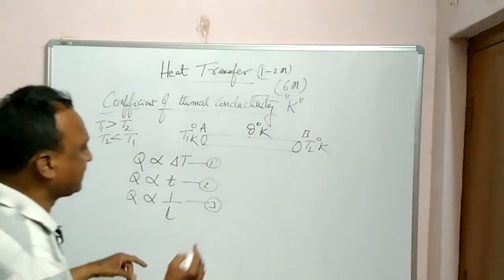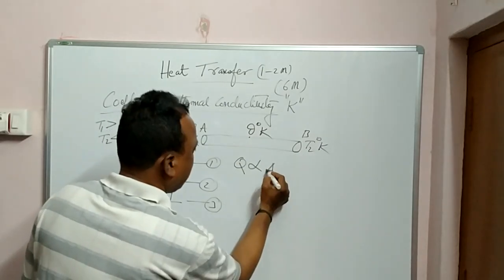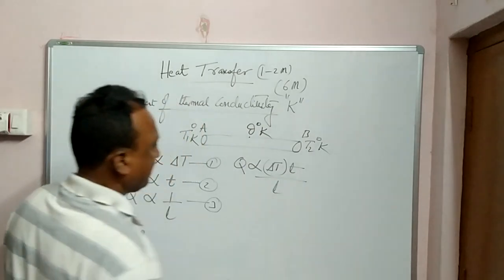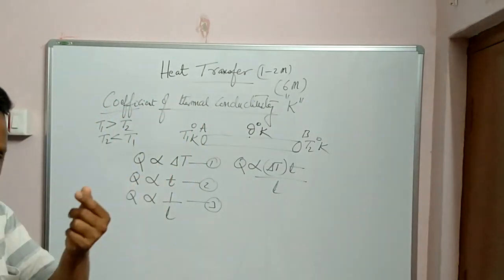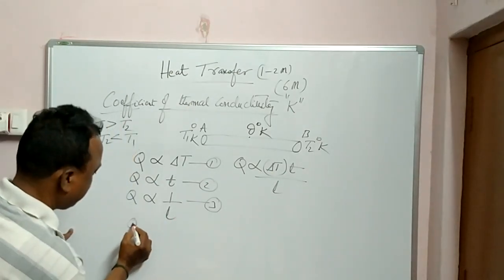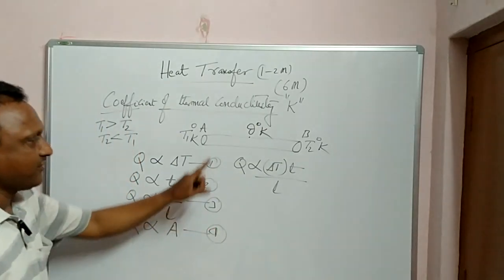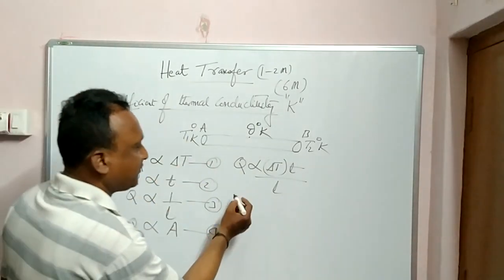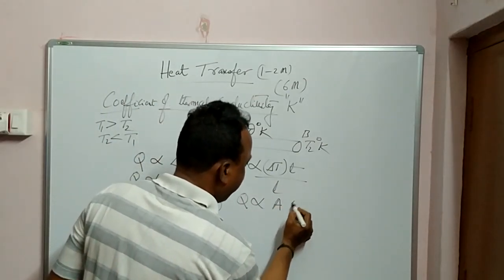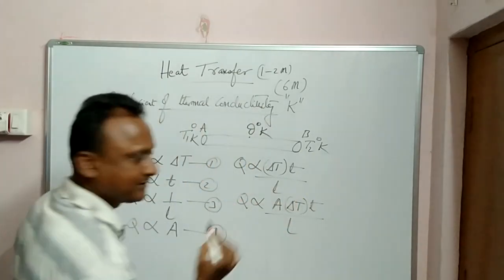Let us combine all these equations. Let us combine these 3 equations. Q proportional to delta T small t by L. Not only these, one more parameter is also taken into consideration, that is Q proportional to A. This A is called as area of cross section of the material. If you consider that also, what happens in the equation? Q proportional to A delta T into small t by L.